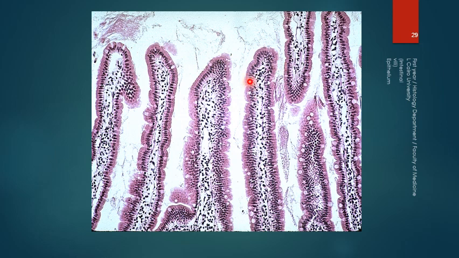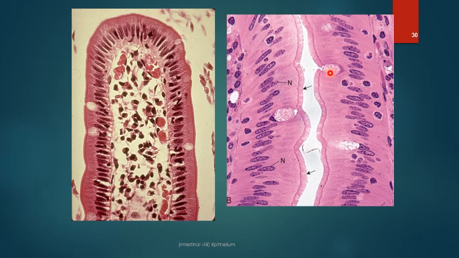Again, this is simple columnar and these are the goblet cells. These are the columnar cells and this is the goblet cell. As you can see, the apical part is distended with mucus and the basal part contains the nucleus.